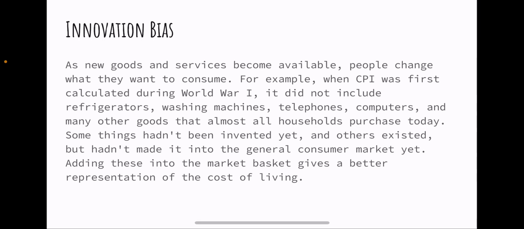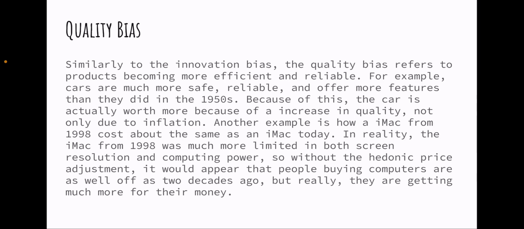Innovation bias. As new goods and services become available, people change what they want to consume. For example, when CPI was first calculated during World War I, it did not include refrigerators, washing machines, telephones, computers, and many other goods that almost all households purchase today. Some things hadn't been invented yet, and others existed but hadn't made it into the general consumer market yet. Adding these into the market basket gives a better representation of the cost of living.